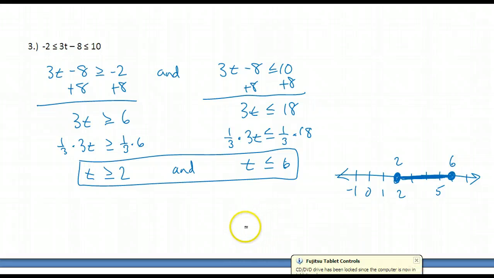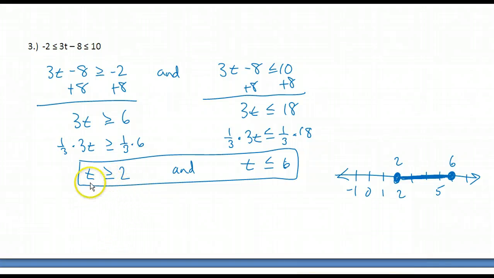Since this is an AND compound inequality, I can rewrite these two inequalities as one inequality. To do that, I want to find the smallest value between t, 2, and 6. Well, if you look, t has to be greater than 2, which means 2 is smaller than t. Now I want to find the biggest value. Well, t is smaller than 6, which means that 6 has to be bigger than t, which means that t has to be between 2 and 6.